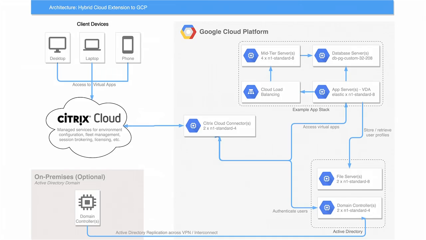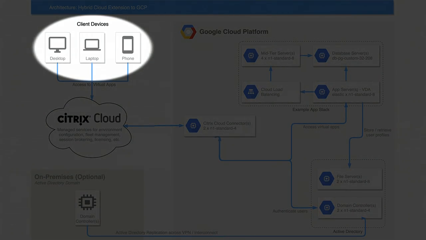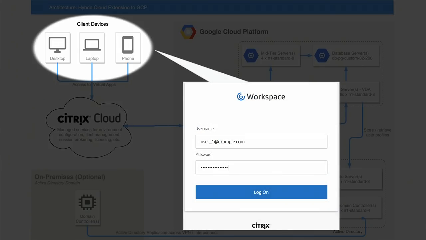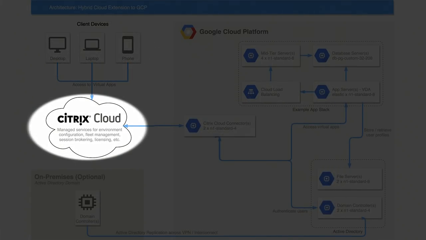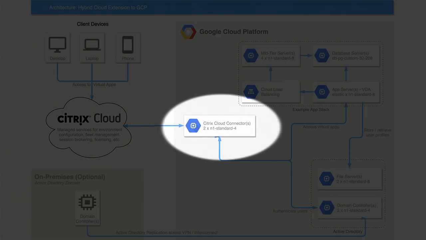It starts on the user's device, whether it's a laptop, a tablet, phone, whatever. For whatever operating system, there are native Citrix Workspace apps. There's also an HTML5 Workspace app that you can access in the browser. So the user will access the Citrix Workspace and log in. Now that login request goes up to Citrix Cloud. Citrix Cloud doesn't authenticate the user directly. Citrix Cloud actually delegates that authentication to the Active Directory that's installed in the GCP environment. It does that by communicating with those cloud connectors, right?